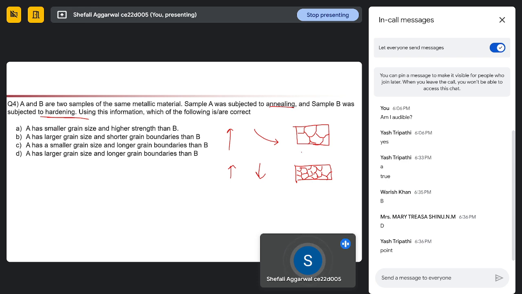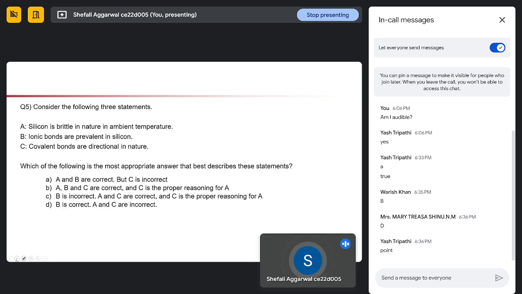So if we see from this figure itself, A has a larger grain size, right? So A has a larger grain size and shorter grain boundary than B. The grain size is larger, but the grain boundaries will be shorter as compared to B. Here you can see the grain boundary is very large. So the answer will be B. Okay. Is it clear? Okay, then we'll go to the next question.